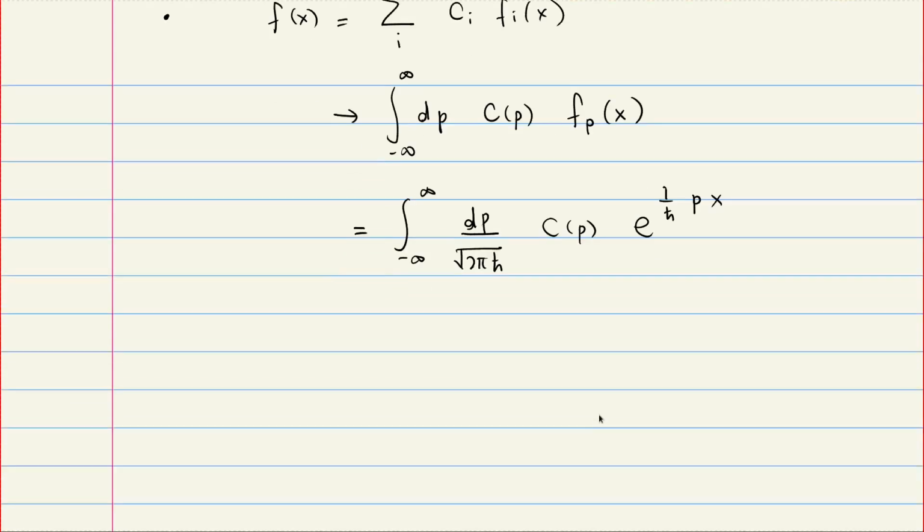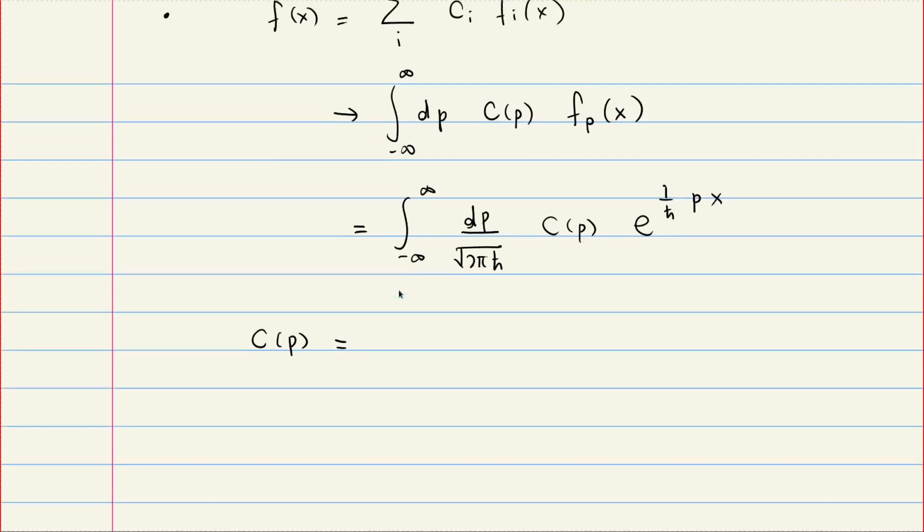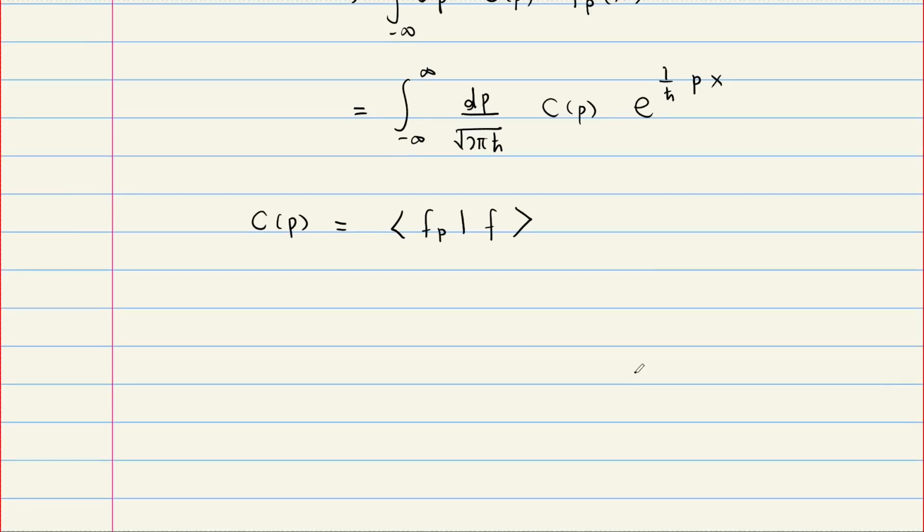And how do I find the expansion coefficient? The expansion coefficient c(p) is basically, for whatever function f I have here, I take f_p* with f, right? And that's it. Let me just write it like this. And this is, if you want, the inverse Fourier transform.